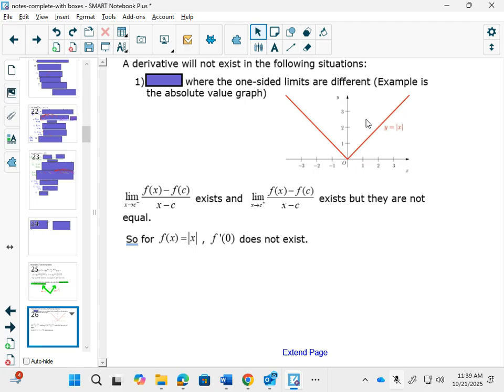So here, we just did this one. Sharp points we call corners. So the absolute value graph has a sharp point, it has a corner, it does not exist at that place. So a corner is where the left side limit and the right side limit exist. We can find those at 1 and -1, but they're not equal.